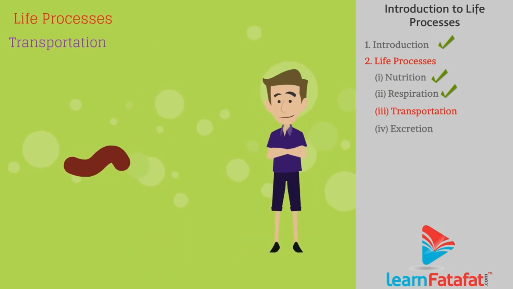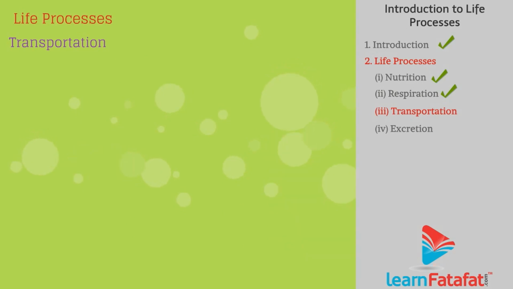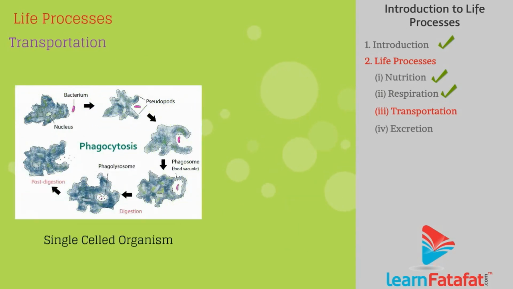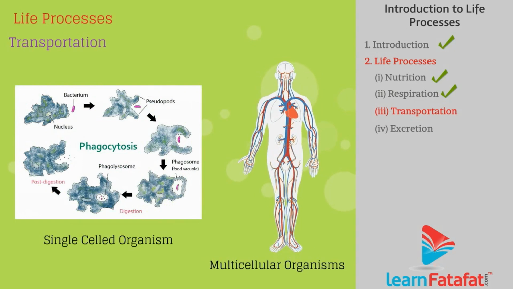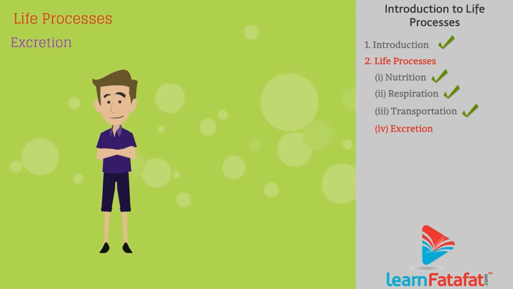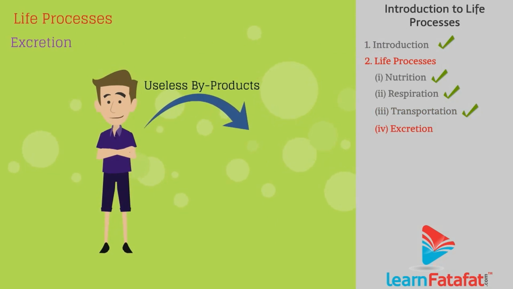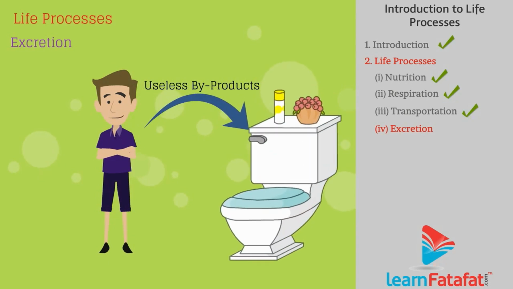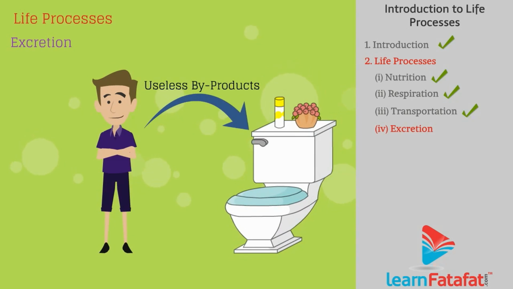Transportation varies from organism to organism. For example, single-celled organisms have cellular diffusion for exchanging the products. However, multicellular organisms have well-developed structures. Excretion. The chemical reactions within the body generate byproducts which are useless and can harm the body. Hence, these need to be removed from the body. This process is called excretion.